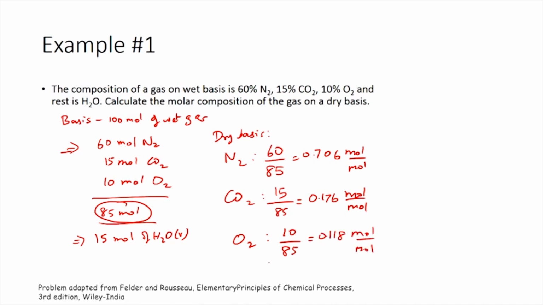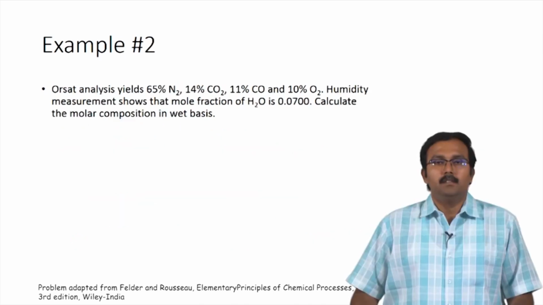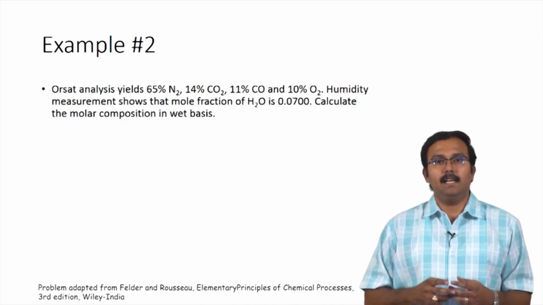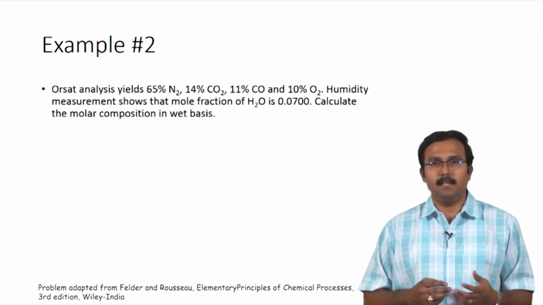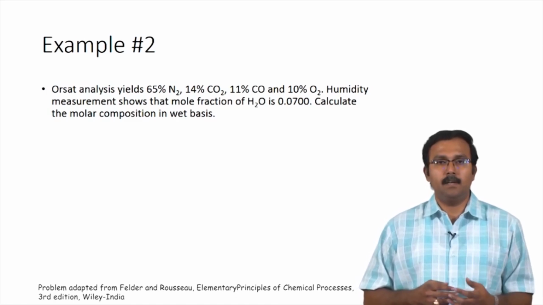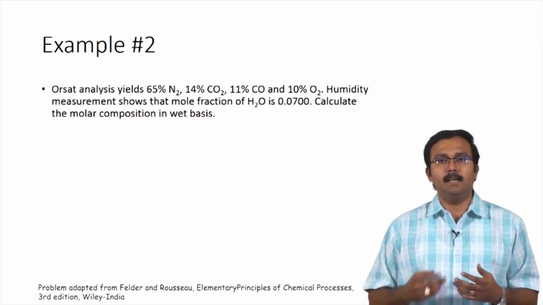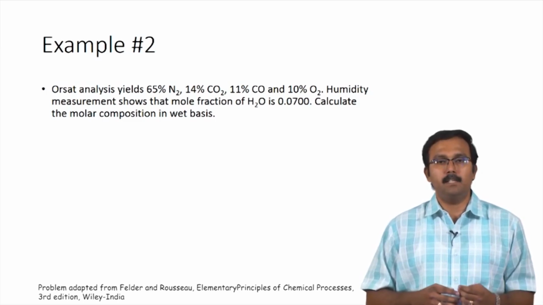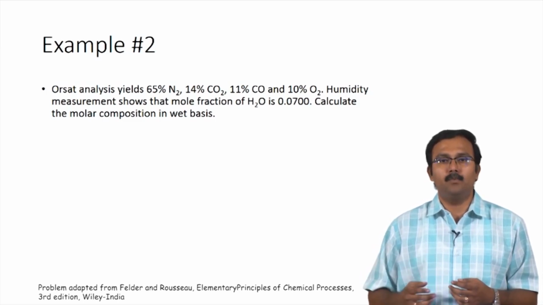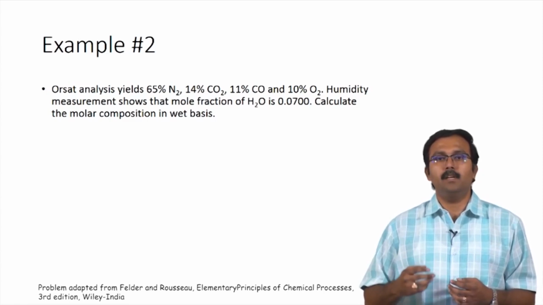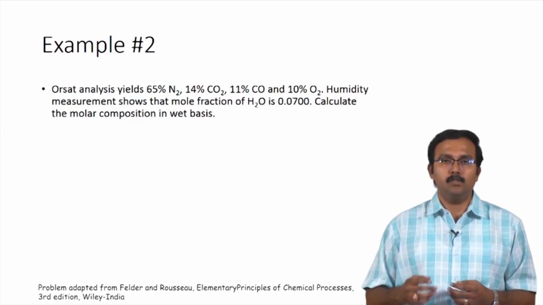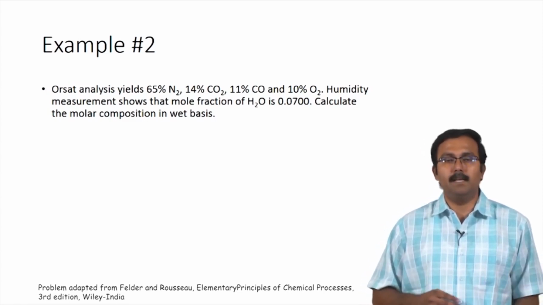So, the values you have calculated here would be the dry basis, because you have ignored the number of moles of water vapor which is present in the gas to perform calculations for the composition. So, here is the second example. RSAT analysis yields 65% nitrogen, 14% carbon dioxide, 11% carbon monoxide and 10% oxygen. Humidity measurement shows that mole fraction of water vapor is 0.0700. You are asked to calculate the molar composition in wet basis.